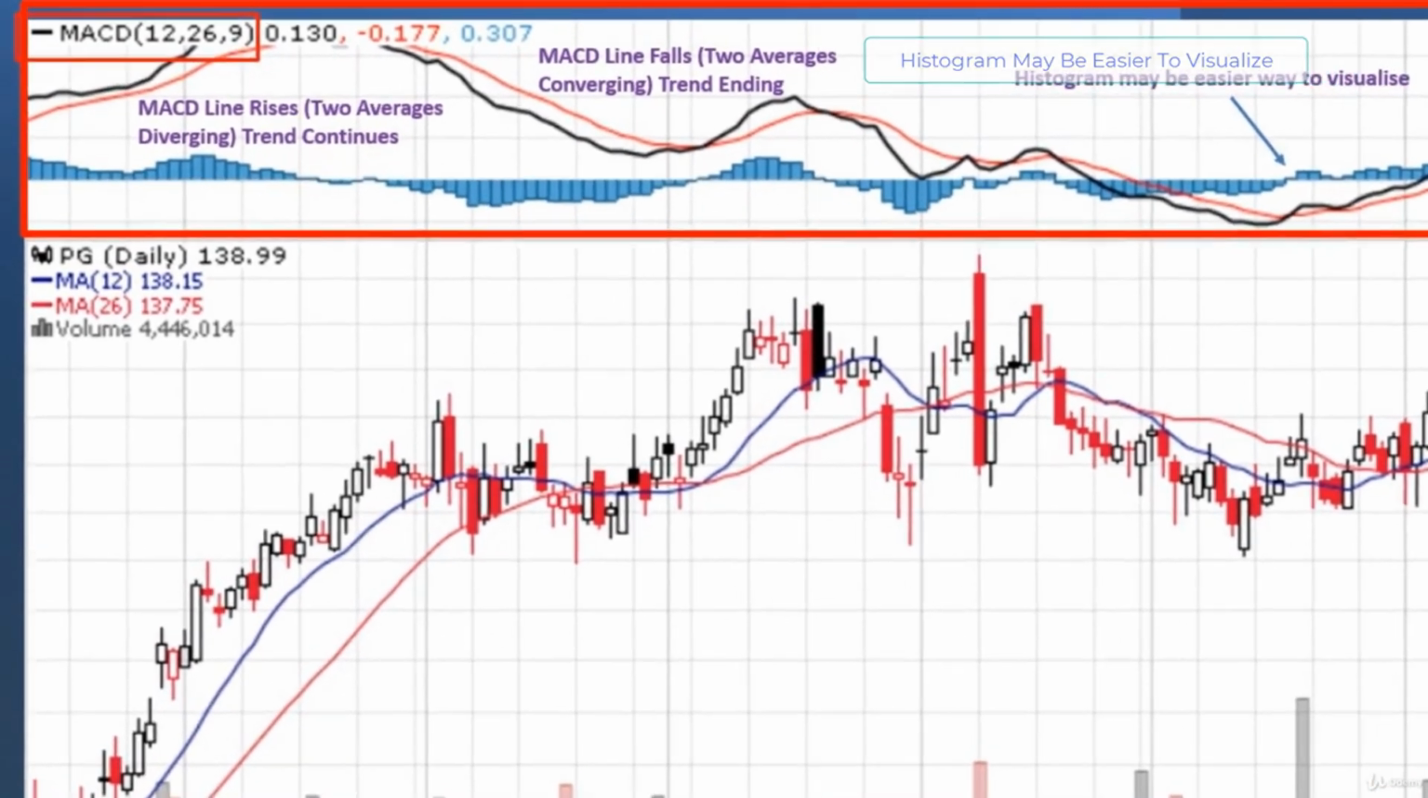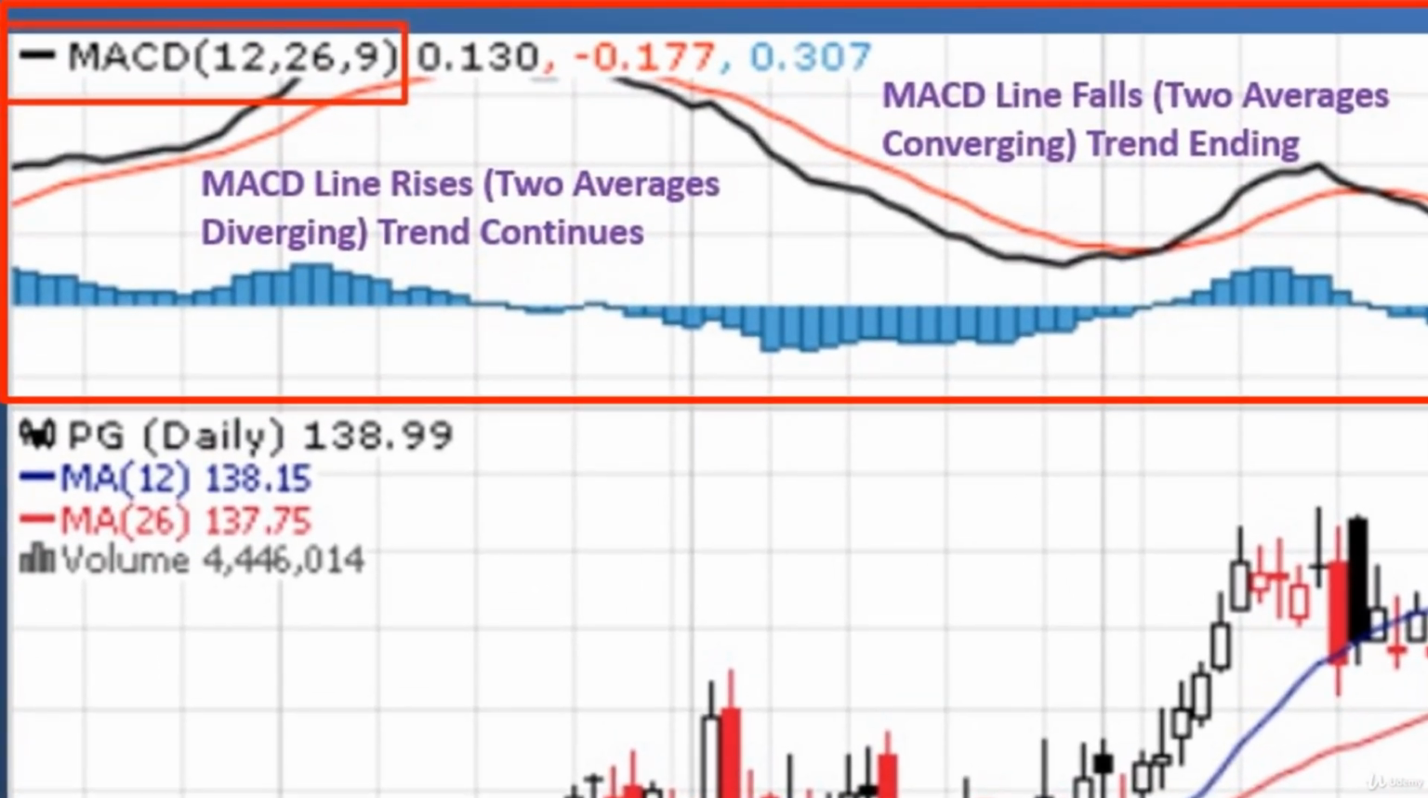So if you look at the far left, when you see the lines rising, what's happening there is the two lines are diverging, and so that means the trend is going to continue. So diverging means trend continues, right? Though we might be peaking or troughing, the trend is going to continue.